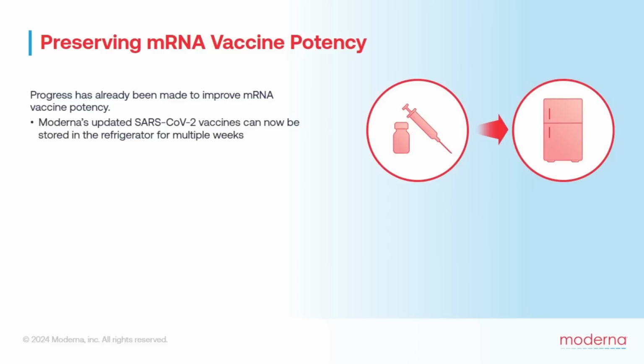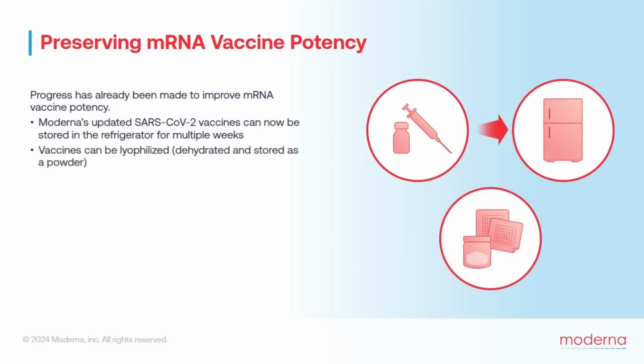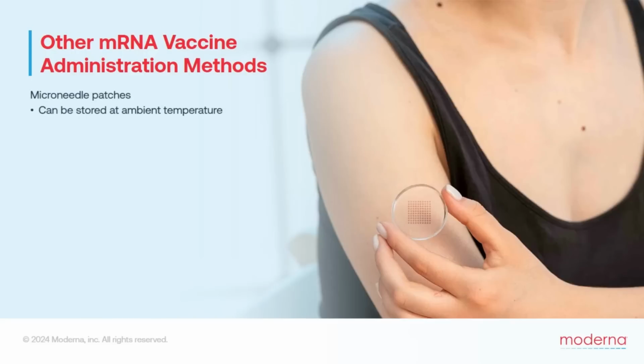And there are other ways to preserve mRNA vaccine potency. For example, they can be lyophilized, which means the vaccine is dehydrated and stored as a dry powder. This powder can then be reconstituted with liquid immediately prior to administration. Alternatively, researchers are investigating the possibility of incorporating mRNA vaccines into solid microneedle patches. Microneedle patches could potentially be stored at ambient temperature, would be easy to transport anywhere in the world, and could be administered simply by applying the patch to the skin like an adhesive bandage.